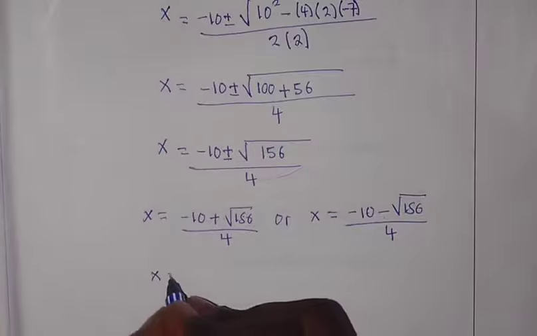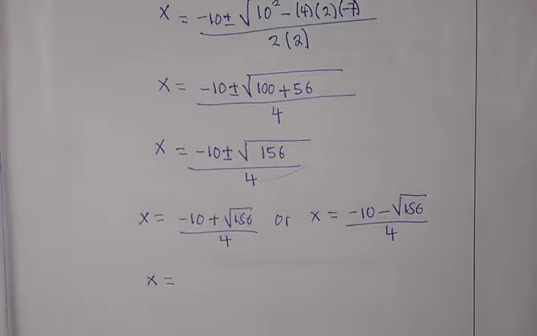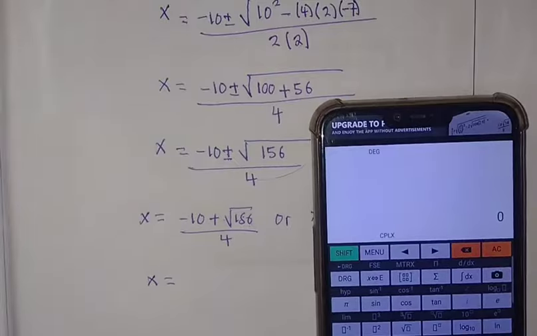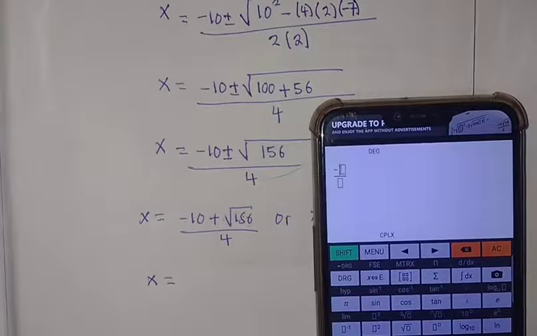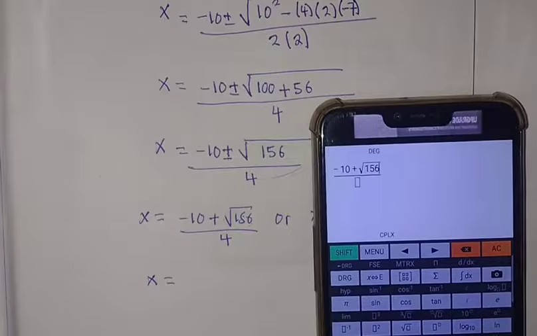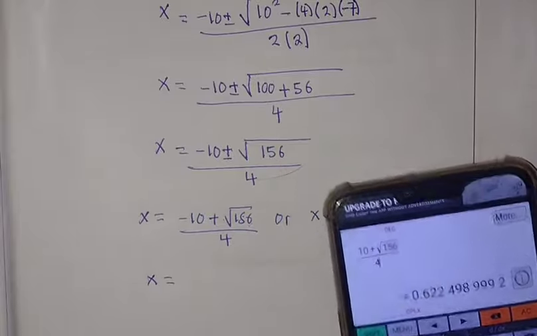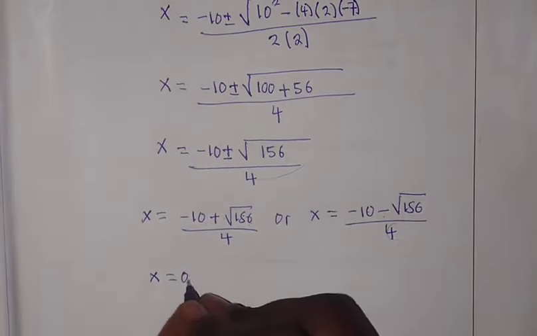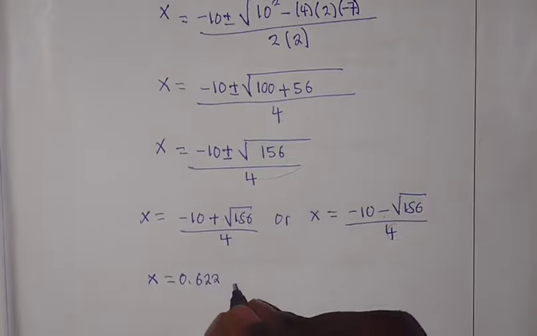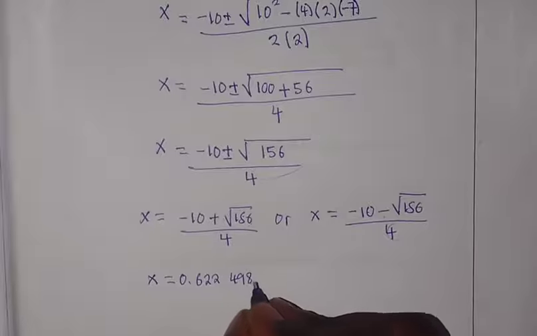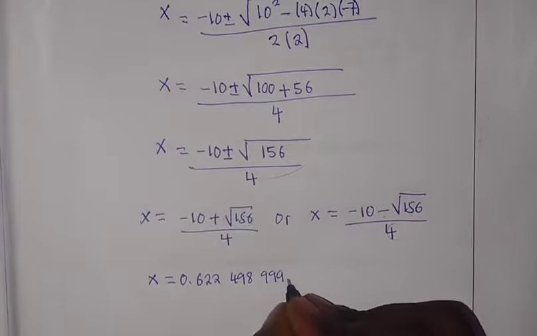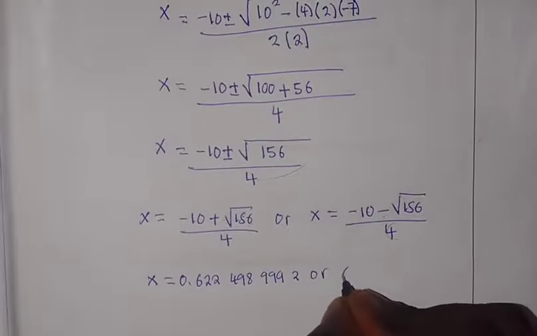So here, there's no need for you to panic. Just get your calculator. When you get your calculator, you start with negative 10, plus then square root of 156 divided by what? A 4. So see the number that you are getting. So just write this number, 0.622498999 2, or x equal to.